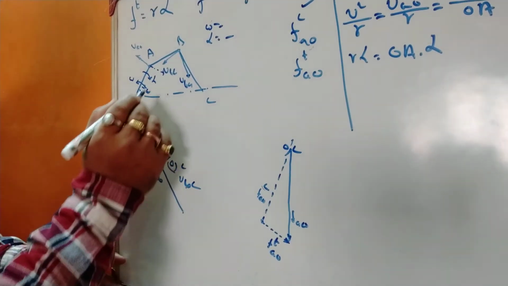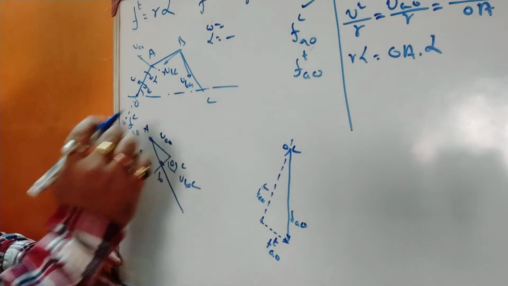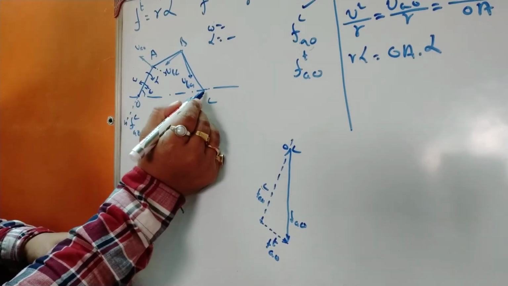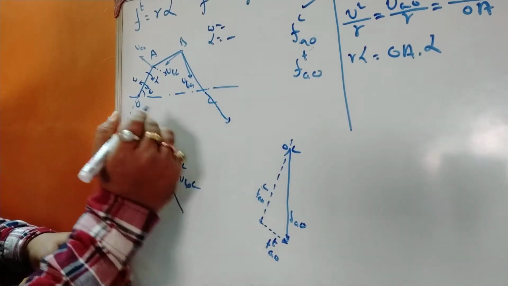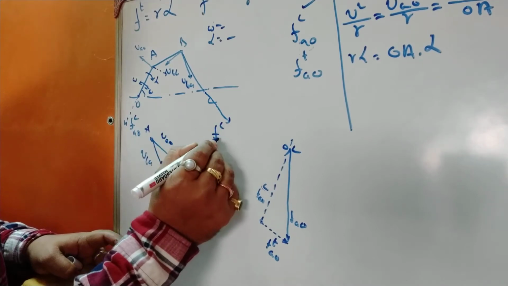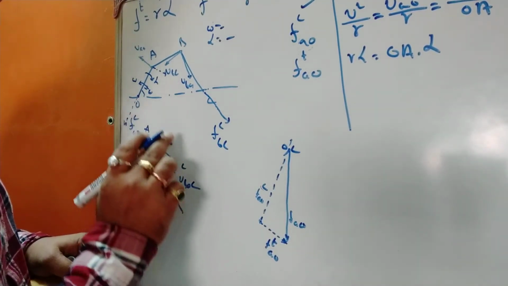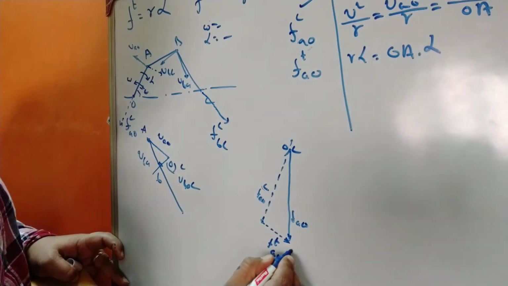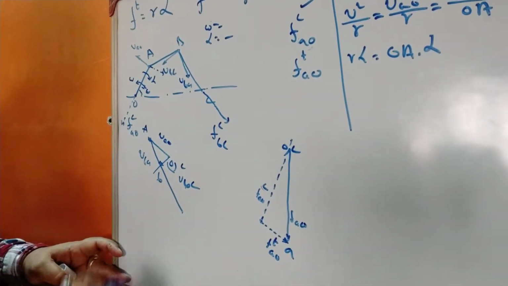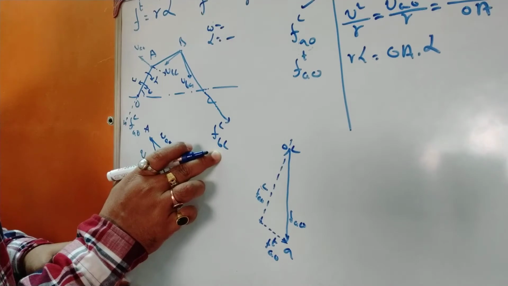Next we should proceed for the link BC. Now link BC, what happens? The centripetal acceleration remains the same. It should be like this, the centripetal acceleration of B with respect to C. And we have to mark over here, this is our point A. We got the point A. Now B with respect to C, this is our centripetal acceleration.